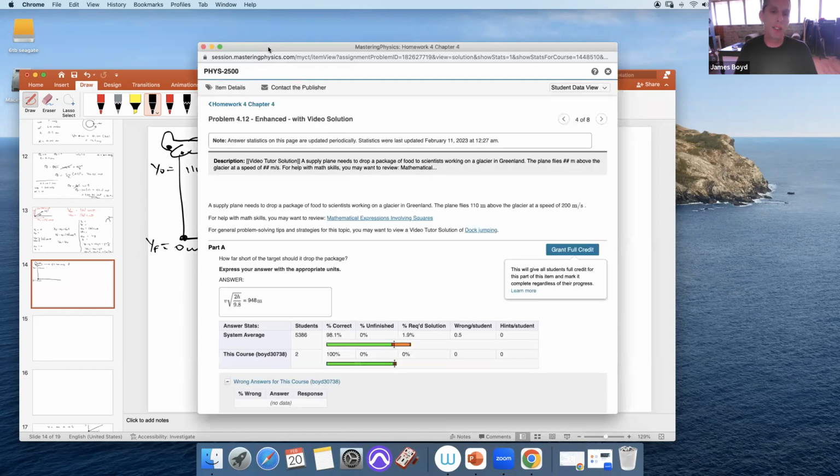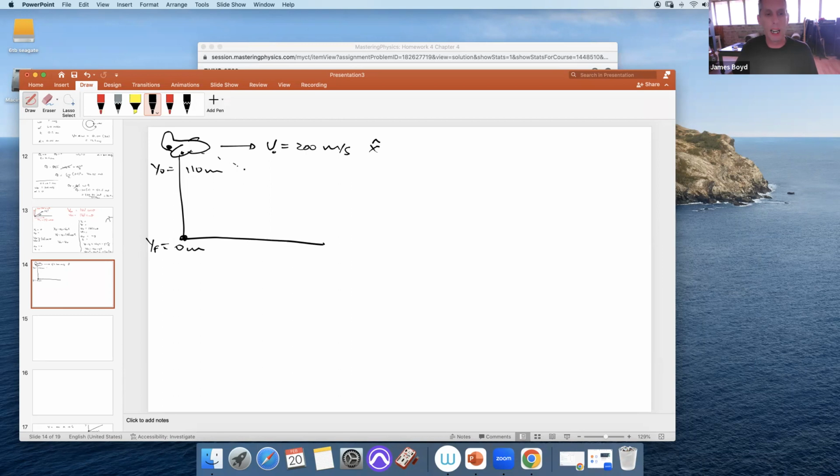So what we're being asked first to find is how far short of the target to drop the package. If this thing's dropped, where should we release it so that it lands exactly where we want it to? We're basically being asked to find what is x final. And if we do that, let's just look at the following: X final, V initial of X, V final of X, which are the same, A of X and T.